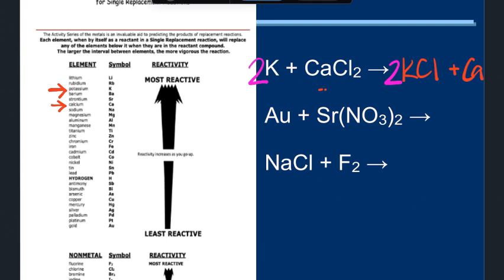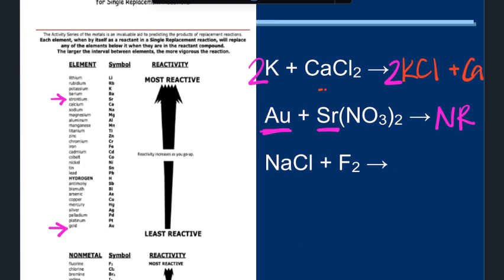Let's take a look at another example. So for the second example, I have gold. Gold is our least reactive element, and it wants to try to replace strontium. Ooh, strontium is very reactive. So gold, the element by itself, is below strontium, so this will not happen. So we can write no reaction. And the reason is that since gold is less reactive, it is more likely to be found as a free element than strontium, which is more reactive and therefore wants to form bonds.